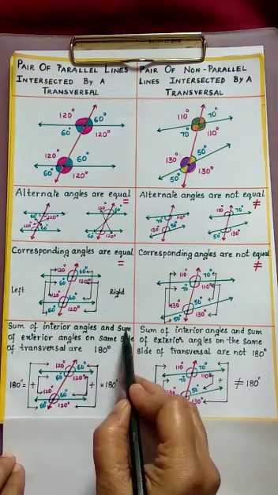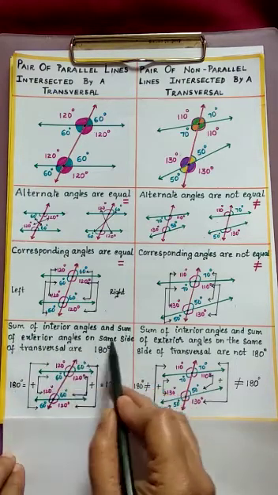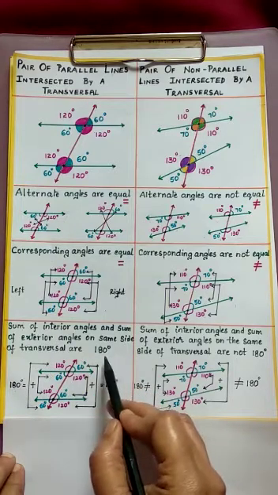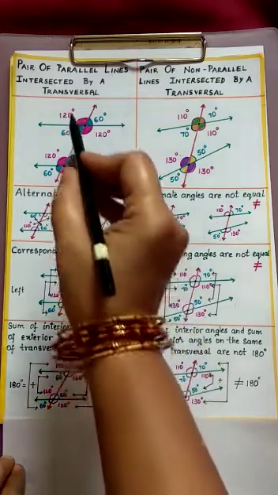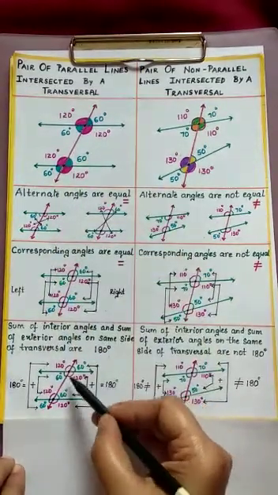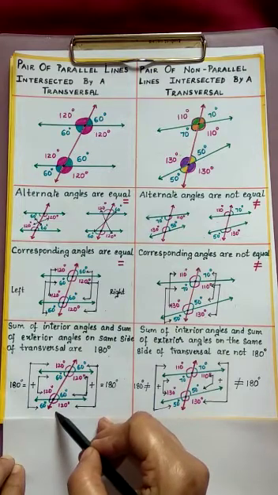It means the sum of interior angles and the sum of exterior angles on the same side of the transversal are 180 degrees. When does it become 180 degrees? When the parallel lines are intersected by a transversal.